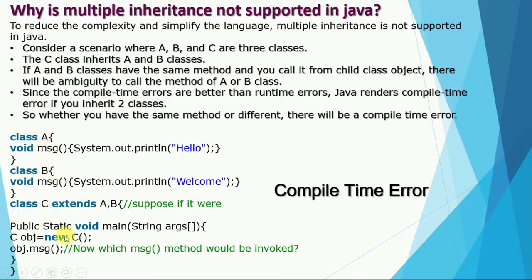In the main method we create an object and call the default constructor of C, but we are trying to call the message method. Now which message method would be invoked? Because the same signature method, message, is present in both class A and B, there is a confusion. Since compile time errors are better than runtime errors, Java renders a compile time error if you inherit two classes. Whether you have the same method or different ones, there will be a compile time error. That's why Java does not support multiple inheritance.